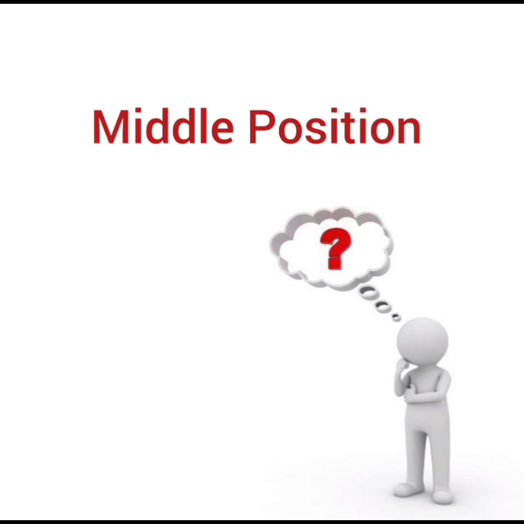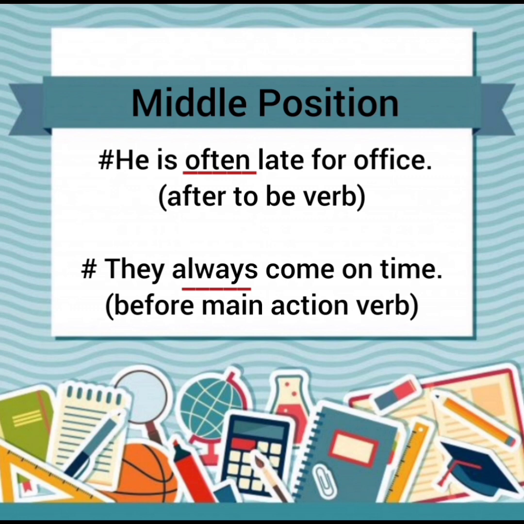Now, it's time for middle position. He is often late for office. After the to be verb, it means that it is used after the be verb. Often is an adverb. They always come on time, before the main action verb. Now come is an action verb and always is an adverb that is used soon before it.